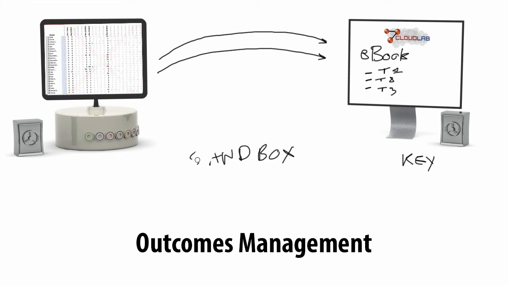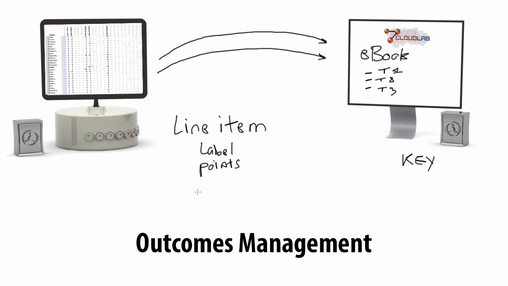So now a little bit of terminology. What we traditionally see as a column in a gradebook is called a line item. And a line item has a label and points possible. Now a line item is going to contain results. And those results we've seen before. Now results can be point based. And also they have a status.